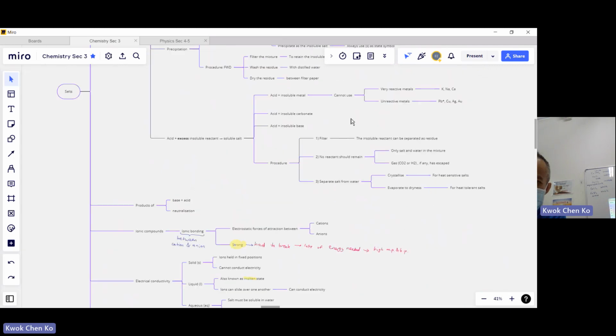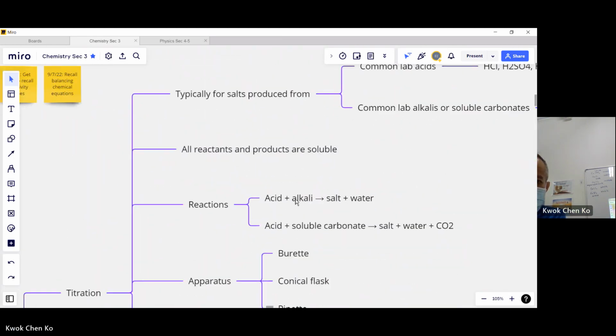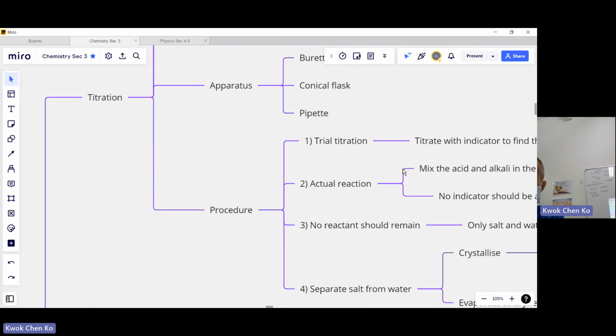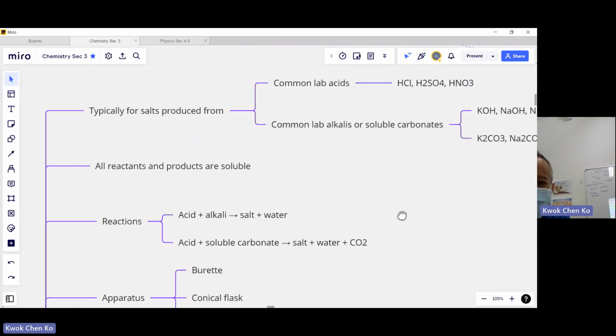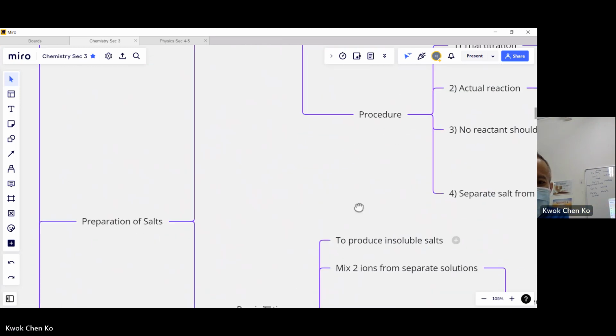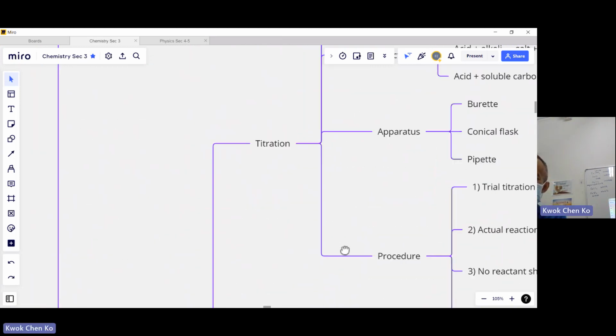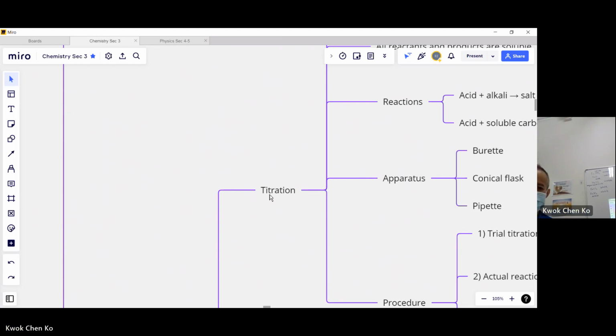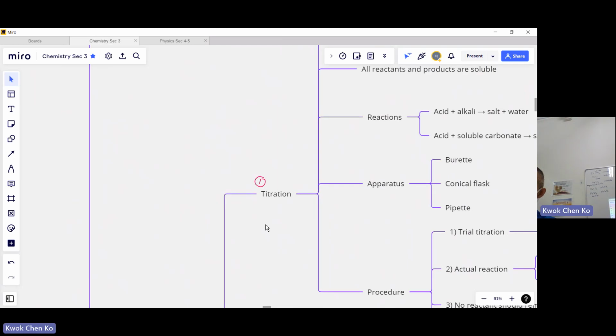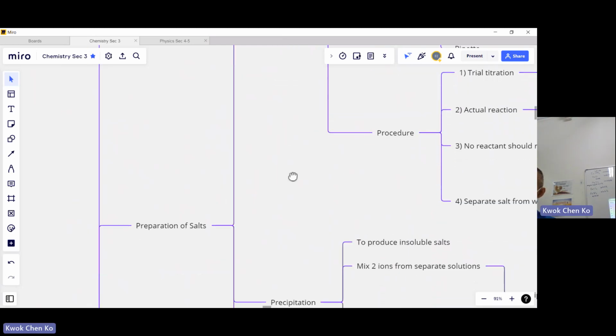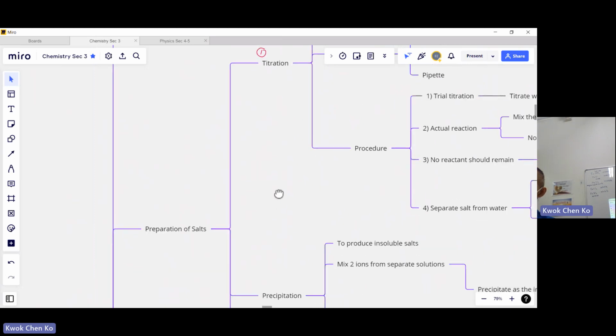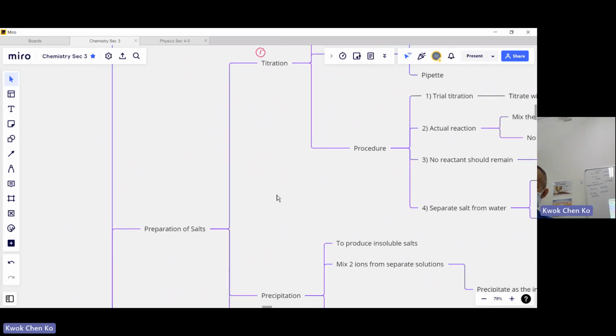I've written it somewhere because I'm too lazy to rewrite. These are the 3. Where's my 3? All right, this is the first method, titration. 3 methods. Just write down the three methods. First one, titration. Second, precipitation.